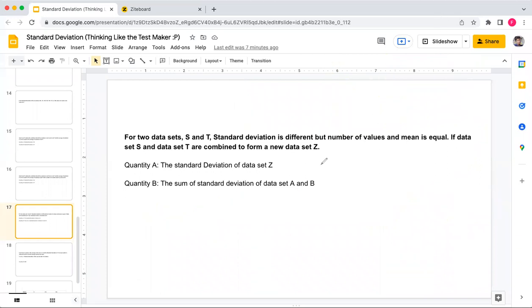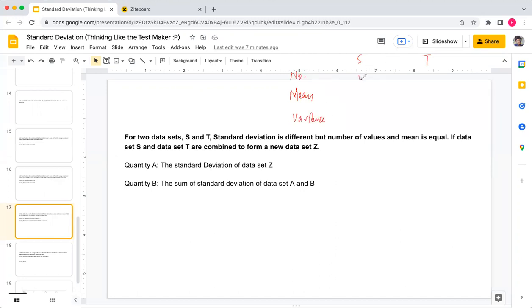Okay, so in this question, we have two data sets. One is S and one is T. The standard deviation of both are different, but the number of values and mean are equal. So just consider this: first is S and T, this is the number of elements, this is the mean. And for the time being, consider the variance. Then from variance, we will go to the standard deviation part.